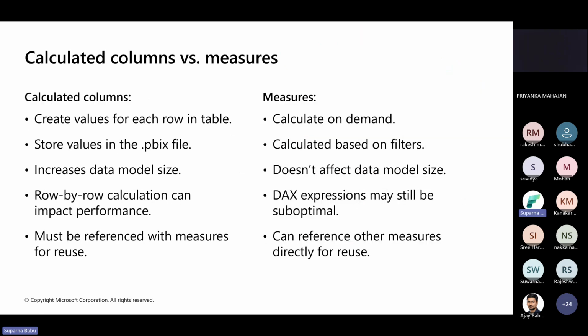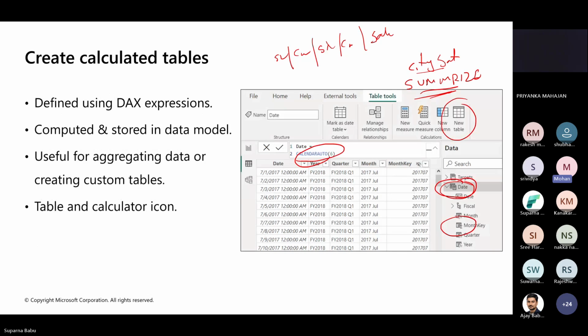Fine. Next, let's see what is the difference between calculated column versus measures. Now here you can see. I have a question on these calculated tables. Is it more like what you call summary tables?